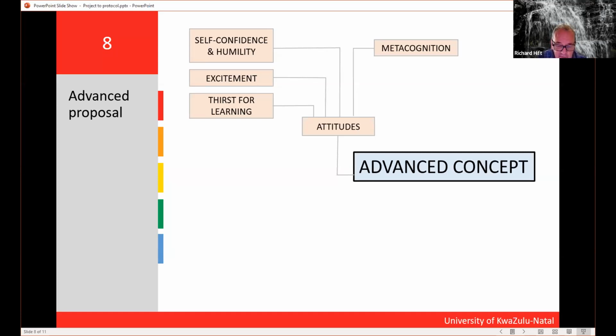Confidence in yourself. Yes, you may know just about nothing at this stage, but you know you have the ability, the background knowledge, the thirst for knowledge, the intelligence to get there. So you are self-confident, but at the same stage, humility.